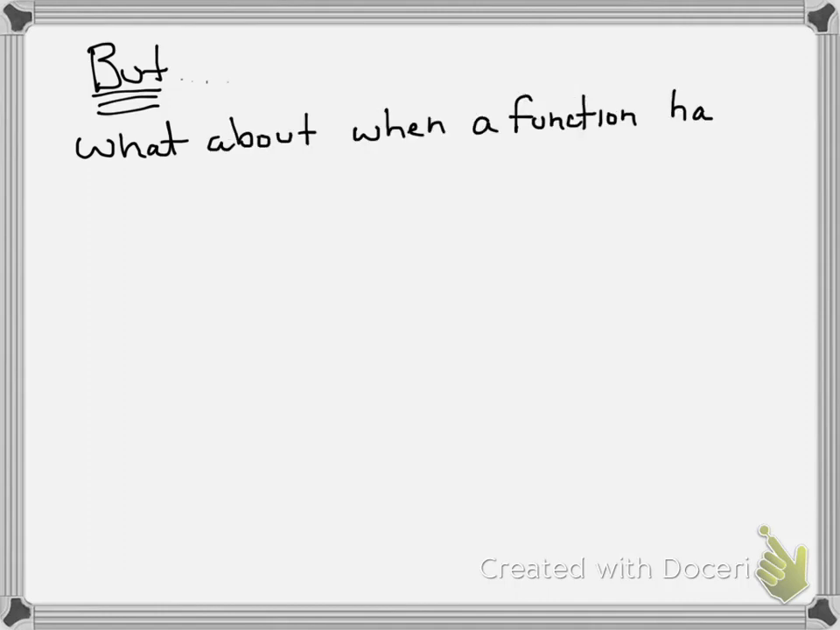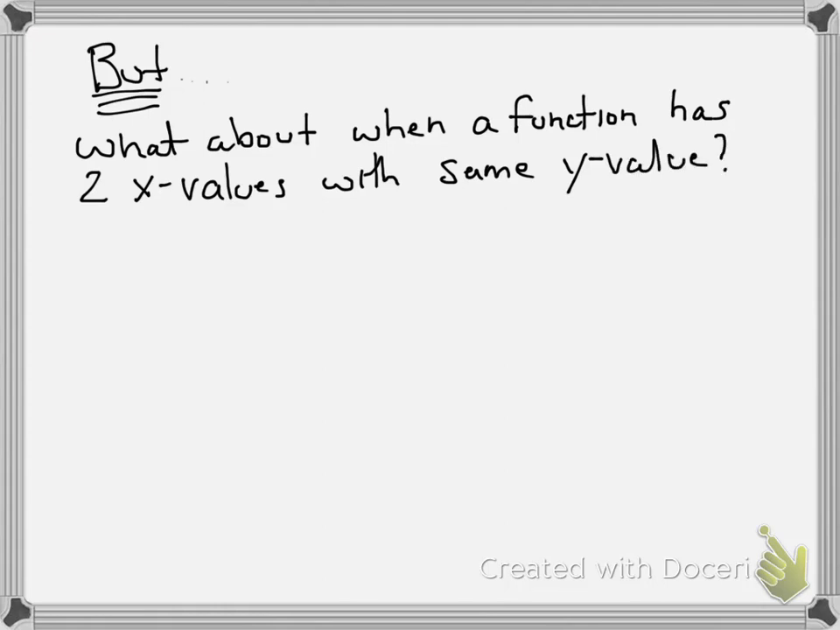Okay, but what about when a function has two x values with the same y value? The opposite of that is not possible for a function, right? If we have a function, a single x value has a single y value. But we can still have a function that has two different x values that share a single y value. Okay?